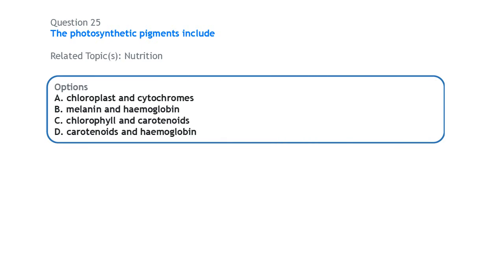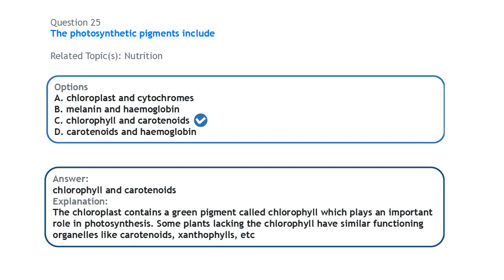Question 25. The photosynthetic pigments include the chlorophyll and carotenoids, which are photosynthetic pigments in plants. The chloroplast in green plants contains the chlorophyll that functions in photosynthesis. Some plants that do not have the chlorophyll have other organelles that function like it, and this includes the carotenoids and the xanthophylls.